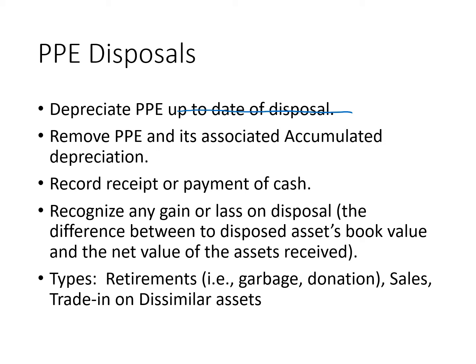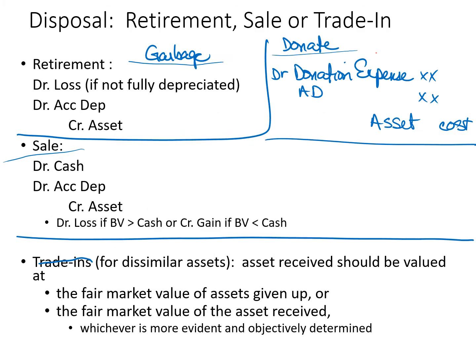And as we said before, there's lots of different ways to get rid of your property, plant, and equipment. So let's take a look. So one way is you can retire it, which is a nice way to say you put it in the garbage. So here is your garbage entry. You're going to debit accumulated depreciation and credit the asset's cost, and then whatever is the difference is debited to loss if it's not fully depreciated. So that is how you retire or take out the garbage.